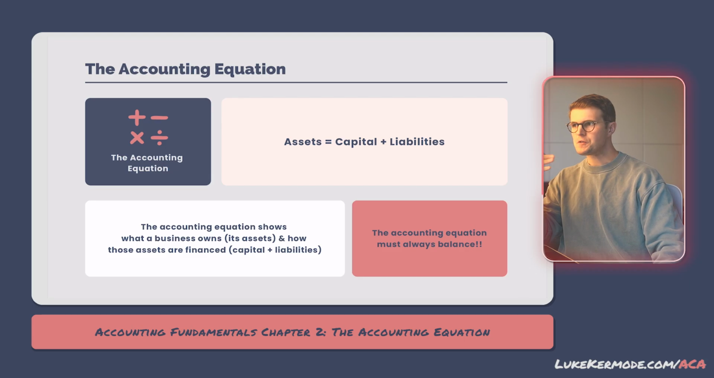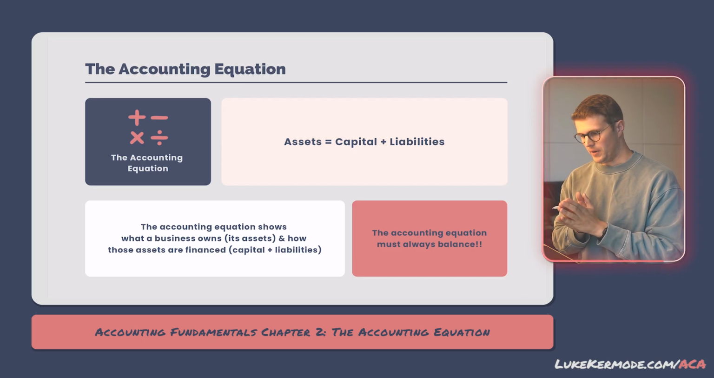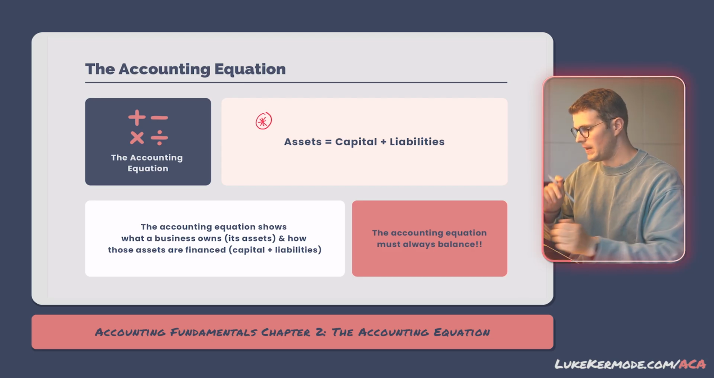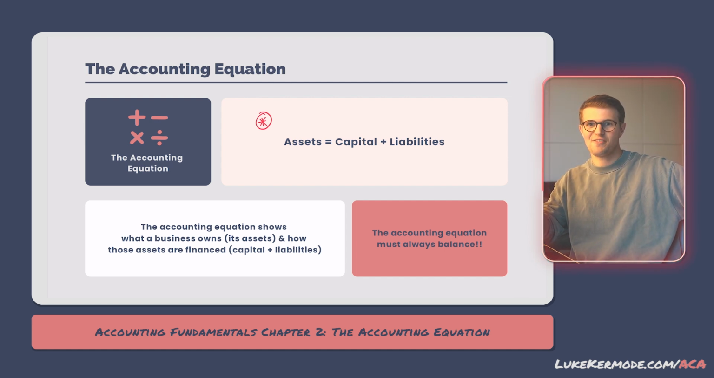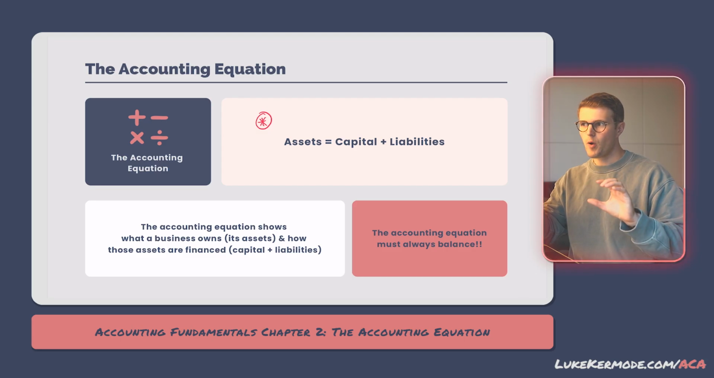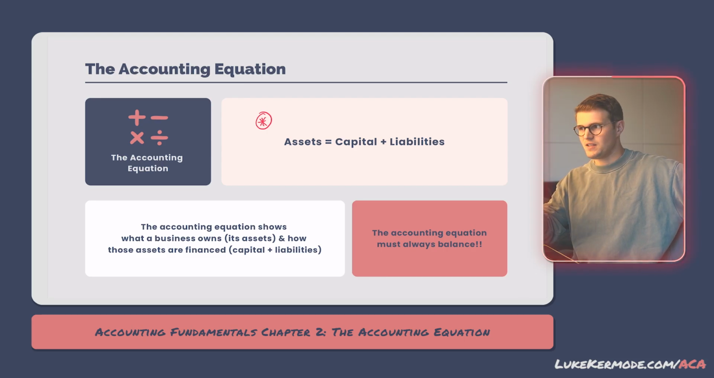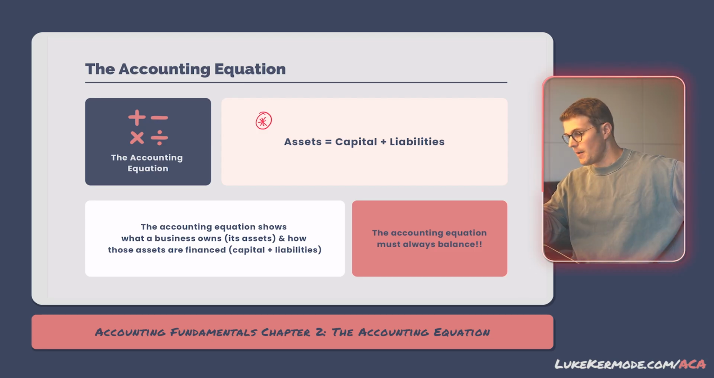Over the course of the next few slides, we'll introduce the accounting equation. At the heart of every set of accounts is a very simple but powerful formula. Assets equals capital plus liabilities. This equation tells the story of the business's financial position. On one side of the equation, we have what the business owns, which is its assets. On the other, we see how those assets are financed, either by money the owners have put in, known as capital, or by borrowings from others, which creates liabilities.